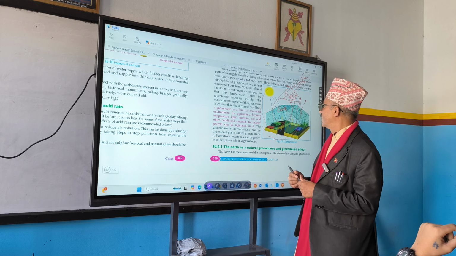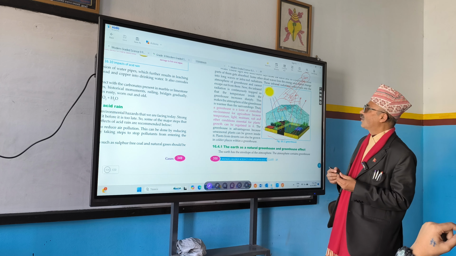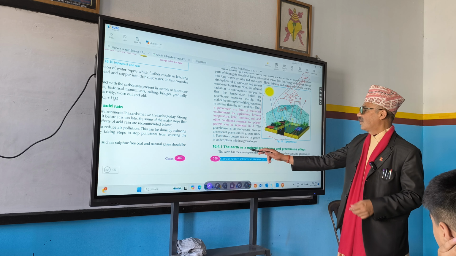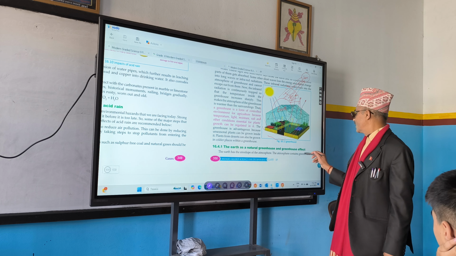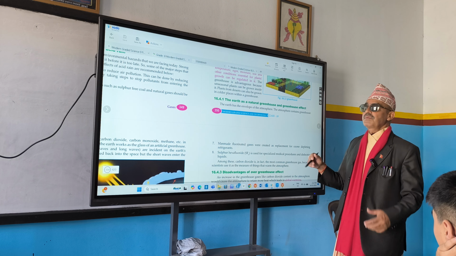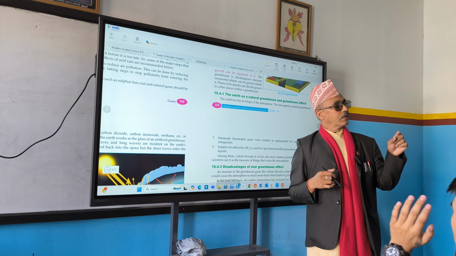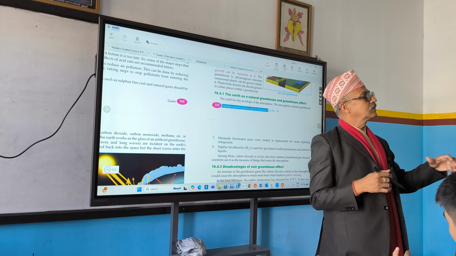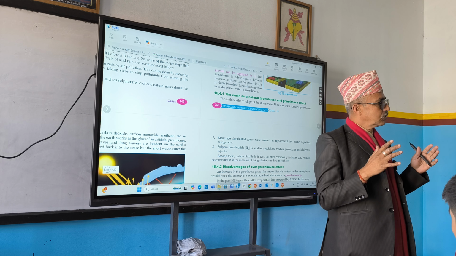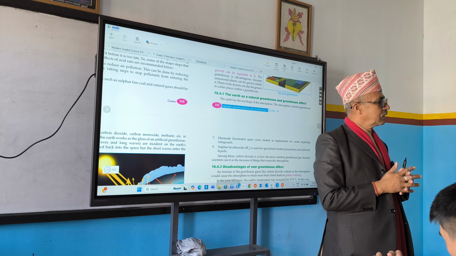Okay. So our sun also means earth also acts as a greenhouse. Earth as a natural greenhouse. It is a natural greenhouse. We have to be very careful. The layer of air is very much useful to us. It is providing us a better environment for living, right?